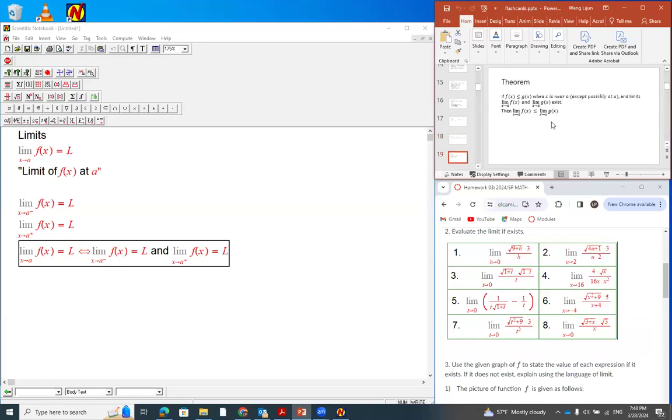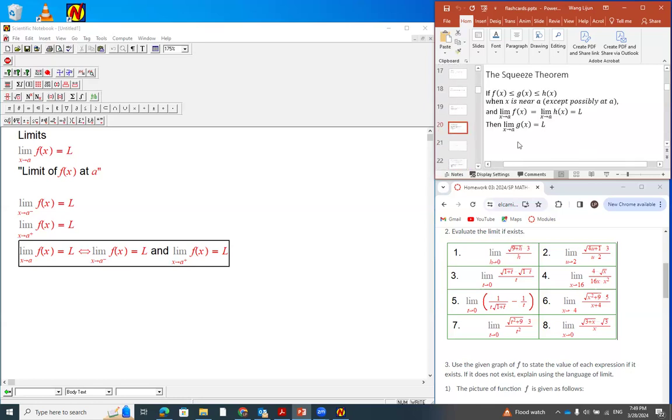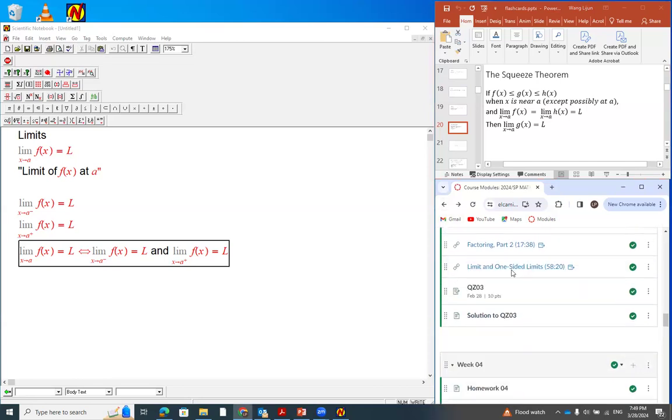The next one is saying, let me make it larger, if one function is smaller than or equal to the other, and we take limits, they still have the same relationship. So this will lead us to the squeeze theorem. That will be taking us to week number 4.